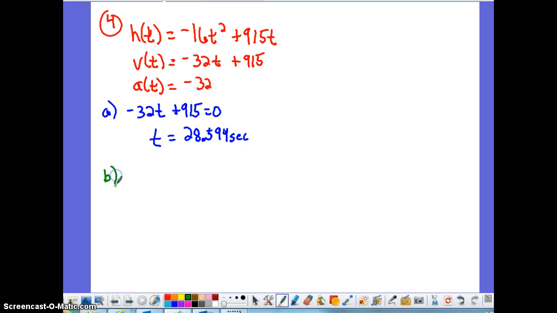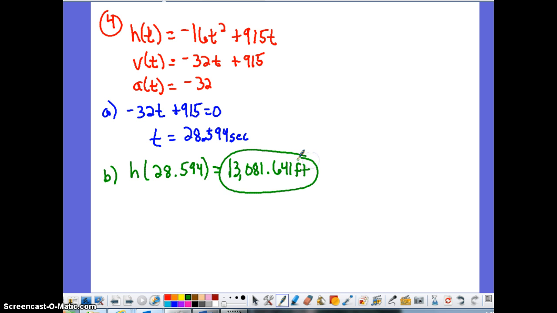Now, next question, letter B, stems right from that. It says, what is the maximum height? If you take this number, you plug it into position, so it's h of 28.594. Remember, you can use your calculator to do the shortcut with the y bars, if you want to, or you can just take this and plug it in. It's pretty simple, and you end up with 13,081.641 feet. Again, we're rounding to 3 decimal places.